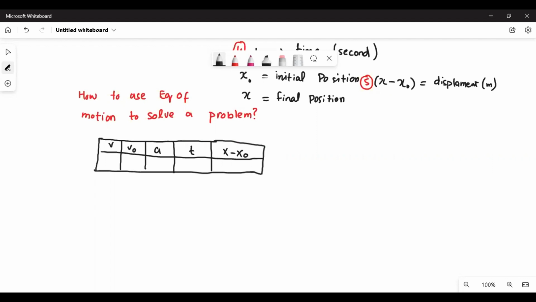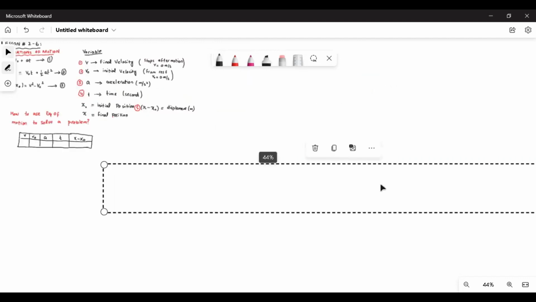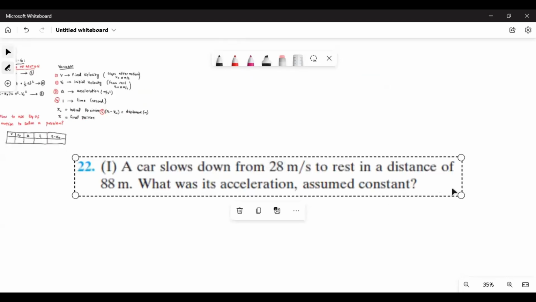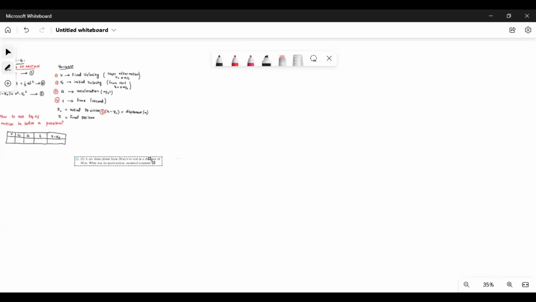This is your book. For example, I have question number 22. This is the easiest of all the questions we have. This is question number 22 and I will just rearrange it.